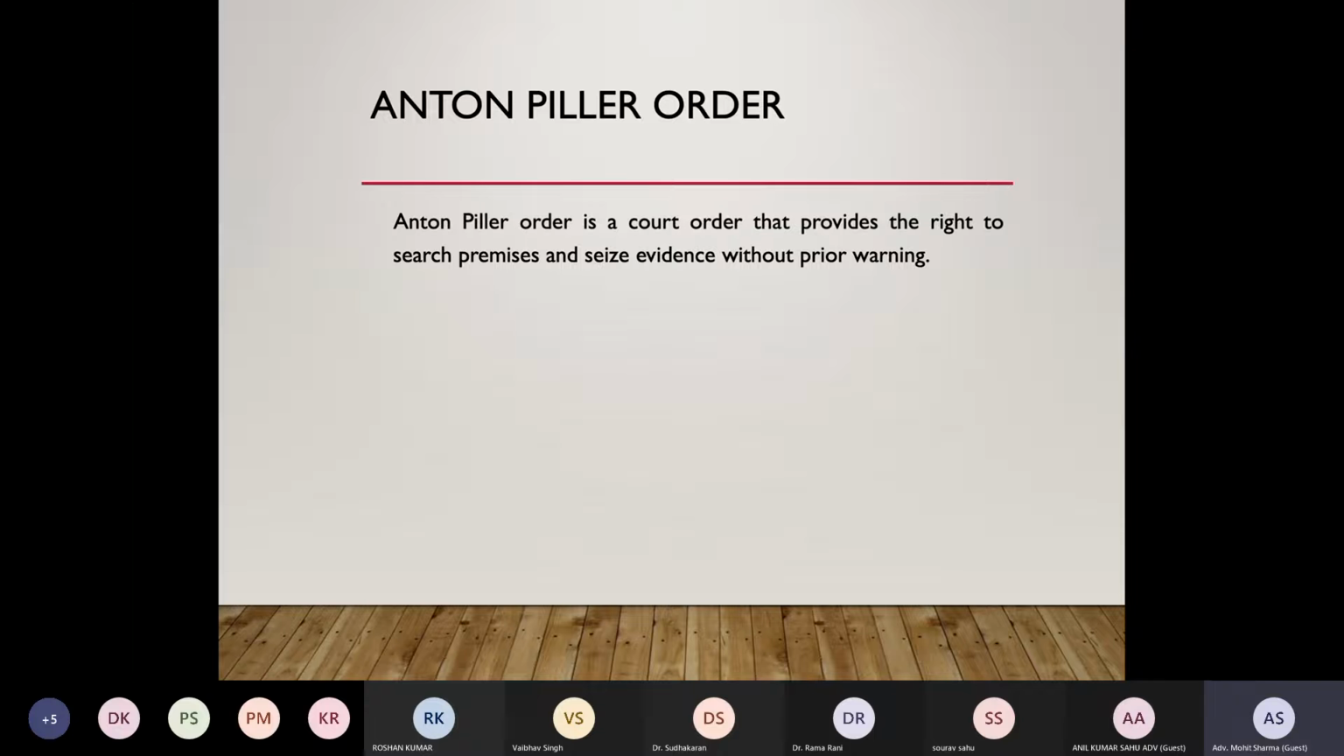There is one more concept in IPR, that is the Anton Piller order. What is it? An Anton Piller order is an order by which courts give a right to search the premises and seize the evidence without prior warning. Because in such cases, where the goods are in the market, it becomes very imperative to seek these kinds of orders from the court to immediately rush to the premises to search and to seize the counterfeit goods or the infringing goods.